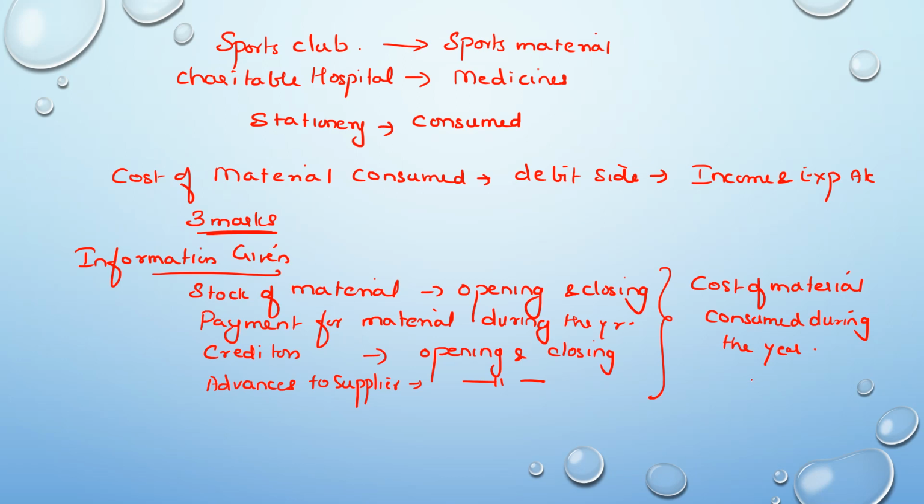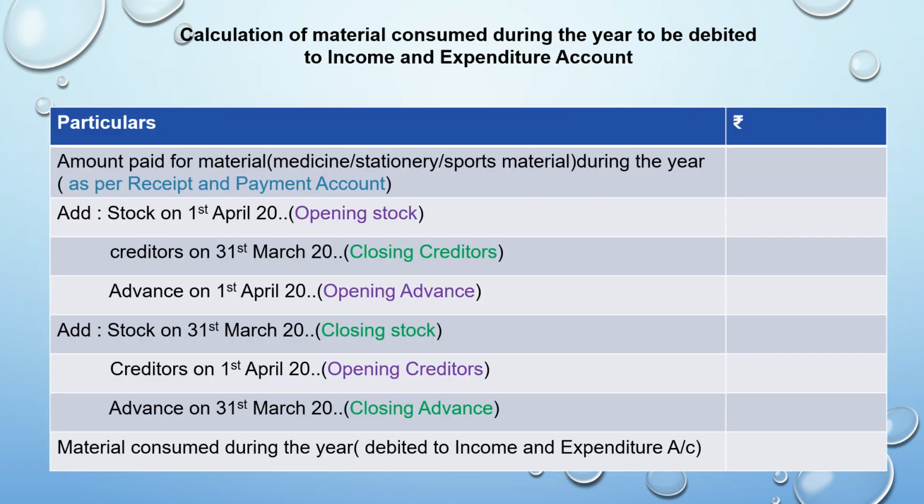For this, there are actually two different ways that you can use. The first is the statement method, where using a statement we would be computing this amount. The other one is where you prepare the accounts and find out the cost of material consumed. I'll be discussing both these methods now in detail. First, the statement method. You prepare a statement like this, for calculation of material consumed during the year, which is to be debited to the income and expenditure account.